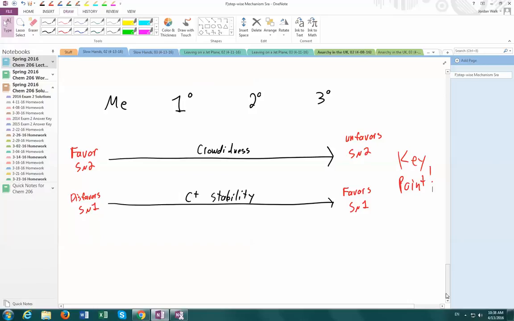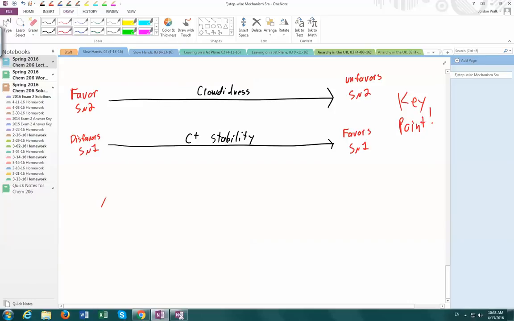This is our special key point right here, if I can find it. Okay, so what we're going to have are 4 possible substrates. We're going to have our methyl, our primary, our secondary, and tertiary. So methyl, primary, secondary, and tertiary. And so if we have a tertiary substrate, what do you think, SN1 or SN2?